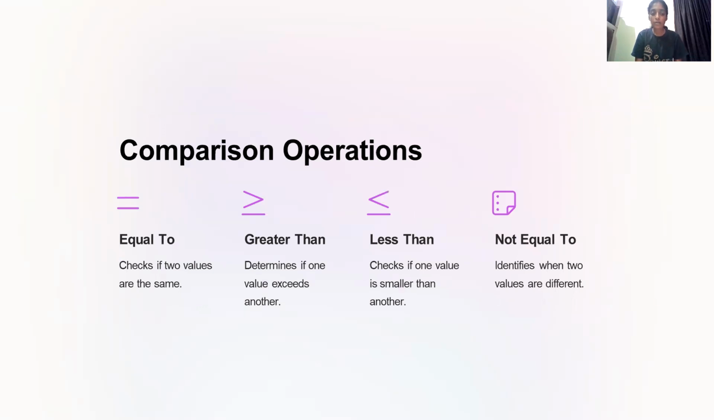Comparison operators: equals to, greater than, less than, not equals to are the comparison operators. Equals to checks if two values are the same. Greater than determines if one value exceeds another. Lesser than checks if one value is smaller than another. Not equals to identifies when two values are different.